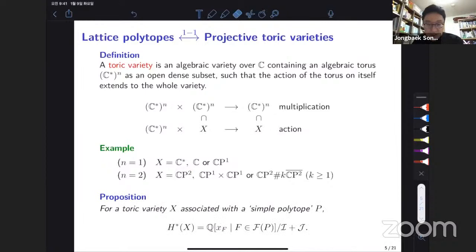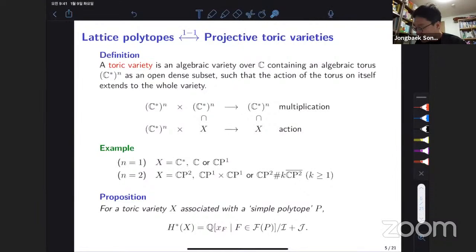So today I want to focus on the cohomology of this toric variety. This is the general description of the cohomology of a toric variety, under the condition that the toric variety comes from a simple polytope. This restriction means the toric variety has to be smooth, or at worst have orbifold singularities.